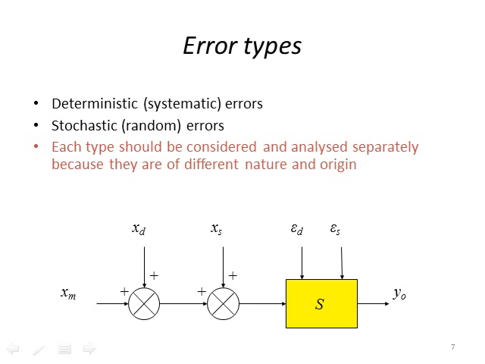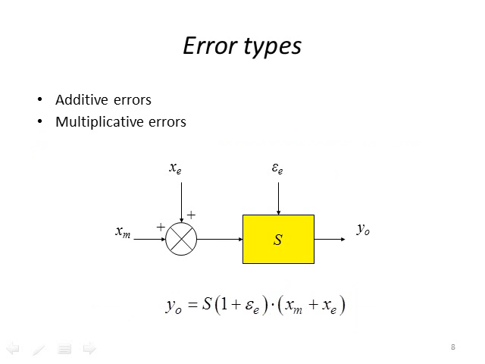The first one is additive, and then depending on the transfer function of your system, these errors can also be multiplied onto the output. So, additive errors and multiplicative errors. In the first block, you see that xm and xe get added together. And you'll see that yo, our output, is the transfer function times 1 plus the error signal epsilon e, and that actually gets multiplied together through the transfer function.